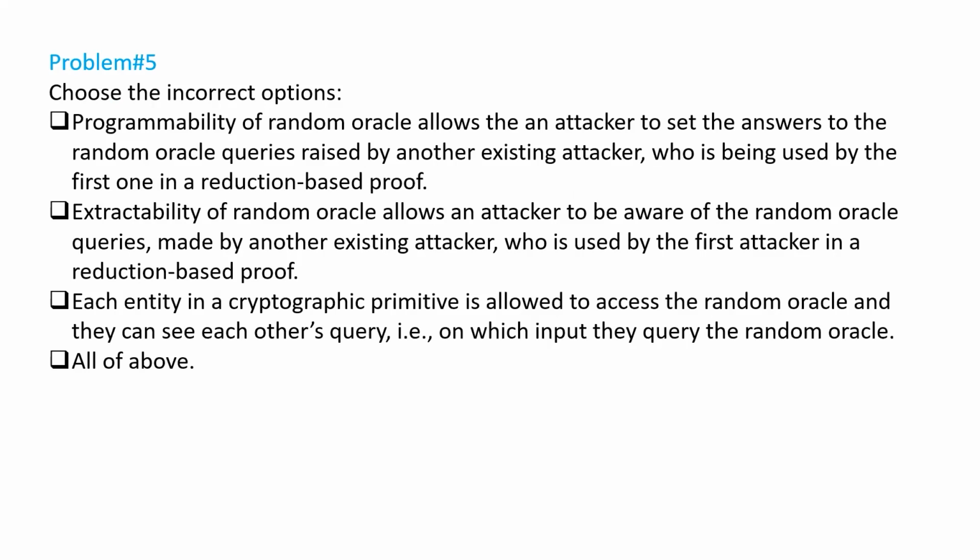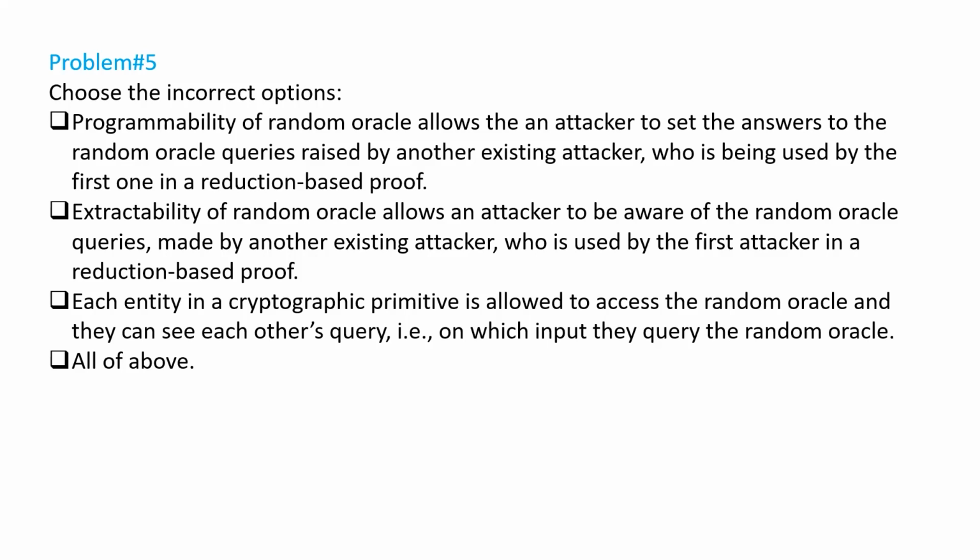Proceeding to the next problem then. To choose the incorrect options, programmability of random oracle allows the attacker to set the answers to the random oracle queries raised by another existing attacker who is being used by the first one in a reduction based proof. Extractability of random oracle allows an attacker to be aware of the random oracle queries made by another existing attacker who is used by the first attacker in a reduction based proof.